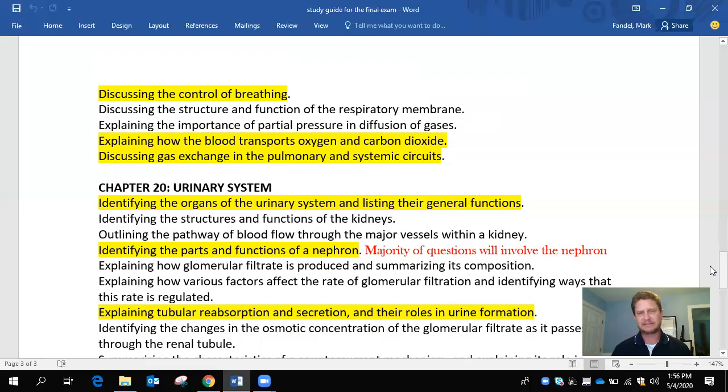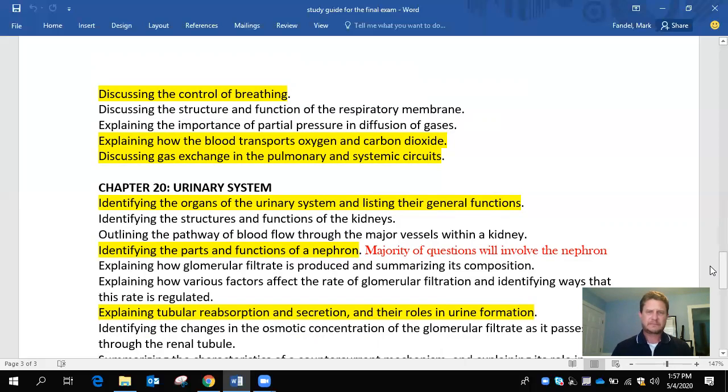Now discuss gas exchanges in pulmonary and systemic circuits. Again, you need to know the respiratory membrane in the pulmonary circuits, 4 layers, the 2 layers from the capillary, 2 layers from the alveoli, and it has to be very thin. In the pulmonary circuit, we're having deoxygenated blood become oxygenated. In the systemic circuit, we have oxygenated blood becoming deoxygenated.